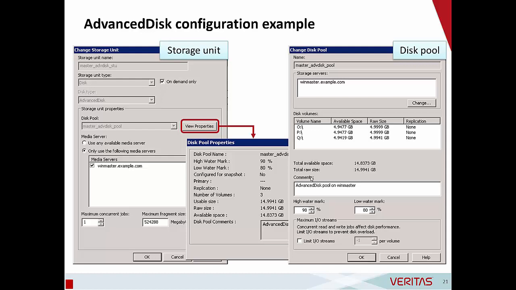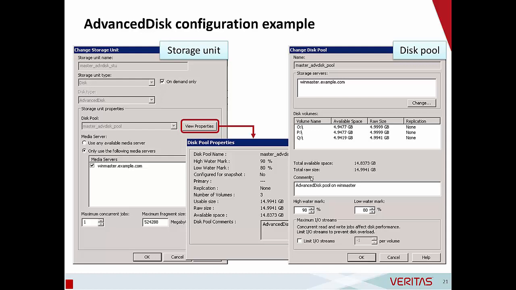Note that the high watermark and the low watermark are controlled by the disk pool when you talk about advanced disk, unlike basic disk where it's part of the storage unit. Note that as with all disk storage units, there is a maximum concurrent jobs. That would be the maximum number of backup jobs that could ever go to this storage unit at any given time. Backup or duplication jobs would count against that limit.